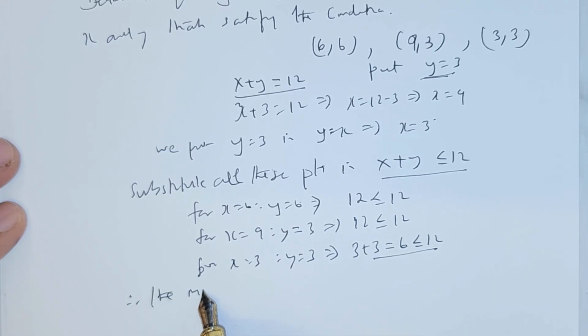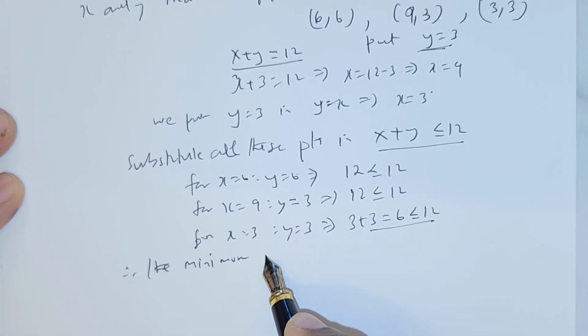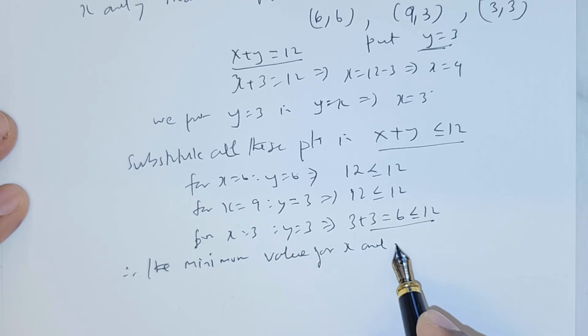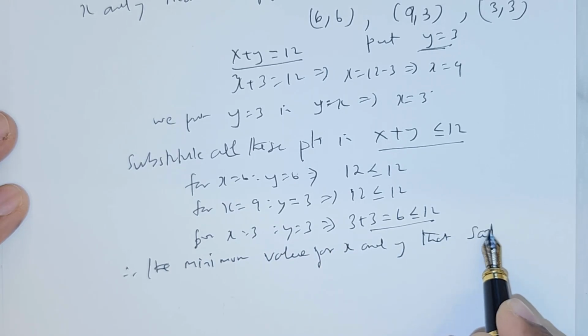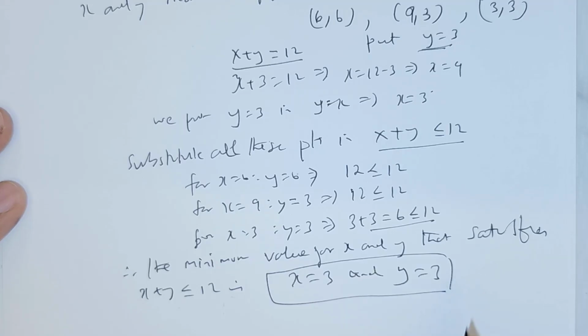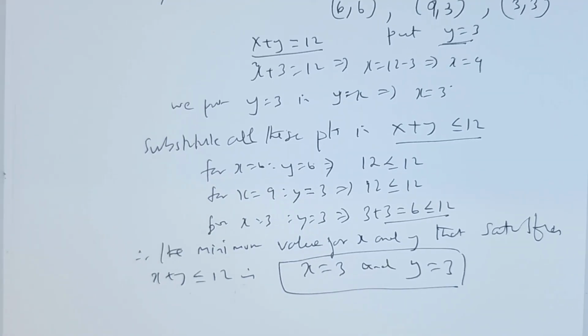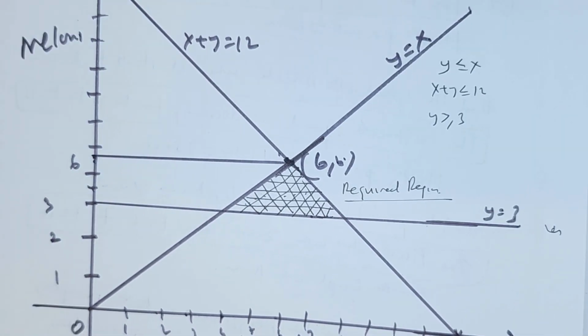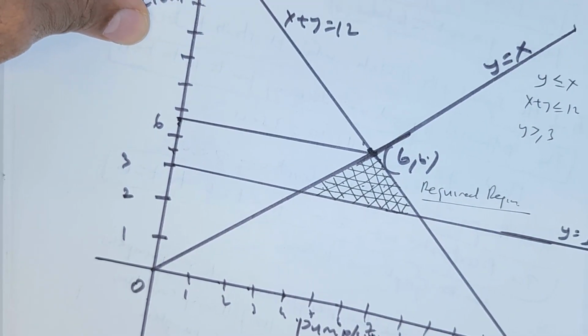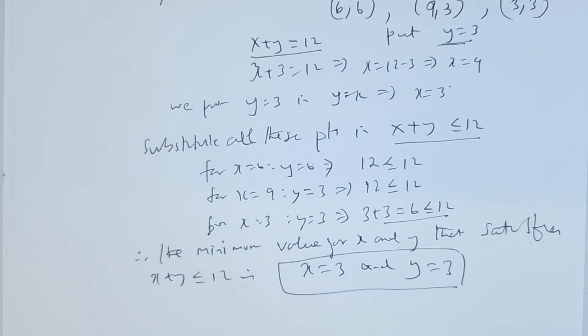So therefore the minimum value for x and y that satisfies x plus y less than equal to 12 is x is equal to 3 and y is equal to 3. So that is the solution for this question. Now this question carries 15 marks. Okay, so along with the previous one which I have shown you, you have to ensure that you are able to get all this.